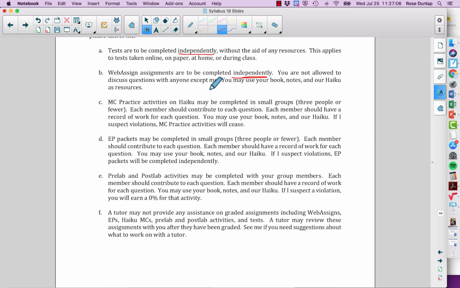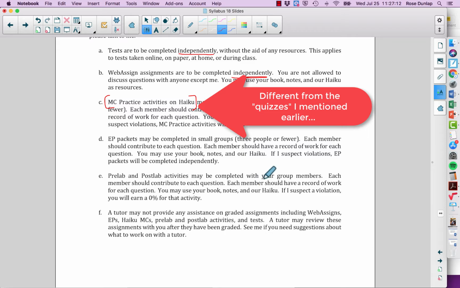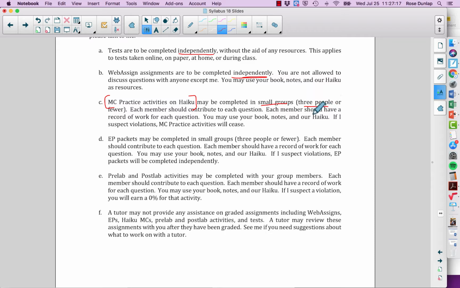We have multiple choice practice activities on Haiku. These are one of your bonuses that are available for every single test, okay? Note that they may be completed in small groups of 3 people or less. And each member needs to contribute to each question, which means that there is no divide and conquer. Everybody looks at every question and you discuss it together, okay? That's what I mean by group work in chemistry. It is never 'you do the first 5, I'll do the next 5.' That's cheating, no question, okay?